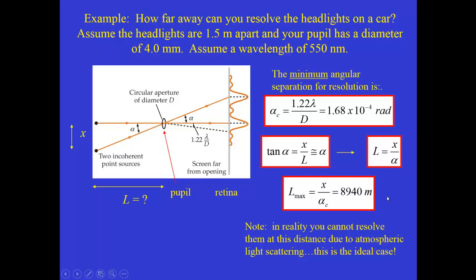The reason for that is because there are other effects that limit resolution besides just the diffraction of light as it goes through your pupil. One of those effects, probably the most important one, is atmospheric light scattering. Scattering and diffraction of the light when it encounters the molecules in the air in between the sources and the pupil causes diffraction patterns as well, and that washes out some of the ability to resolve them. But this equation actually turns out to be a pretty good one.